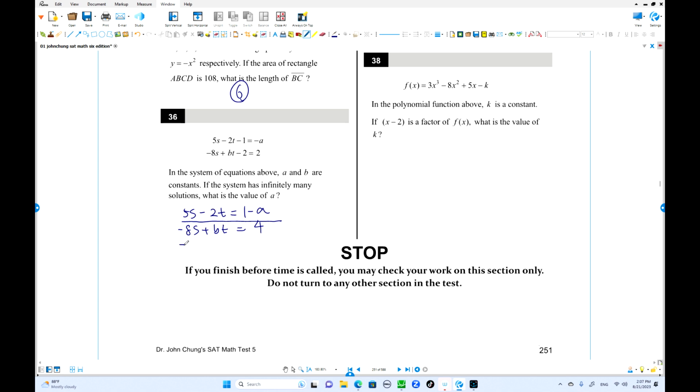So it looks like this one. 5 over negative 8 equals negative 2 over b equals negative 1 minus a over 4. So we're going to find the value of a here using these two. Cross multiplication, okay? Negative 8 times 1 is negative 8 plus negative 8 times a is positive 8a equals 20. So 8a equals 28. A equals how much? 28 over 8. 7 over 4 is the answer. No, 7 over 2, right? Divided by 4. Yeah, 7 over 2 is the answer, okay? Or 3.5.